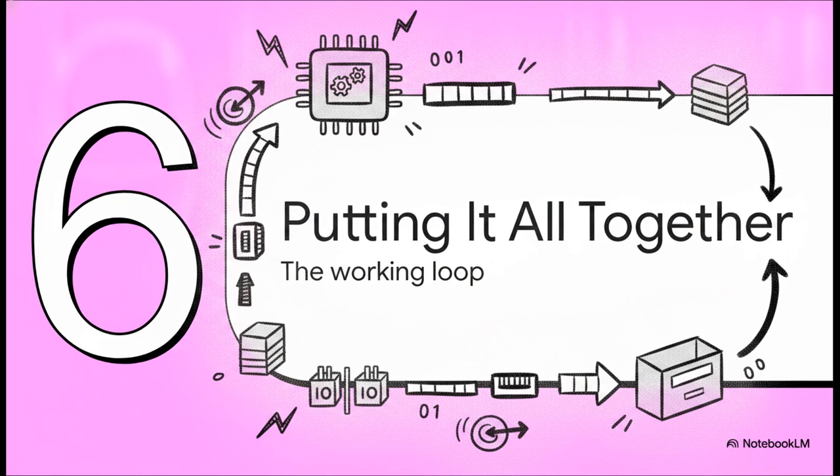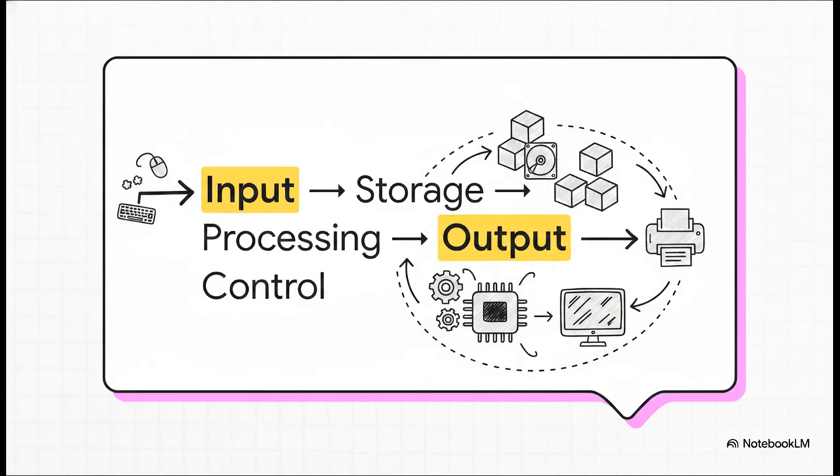And finally, Section 6, putting it all together. Looking at this sequence, you can really see how it all connects. Input flows to storage, which flows to processing, which ultimately yields output, and absolutely all of it is governed by control. This right here summarizes the complete working loop of a computer.